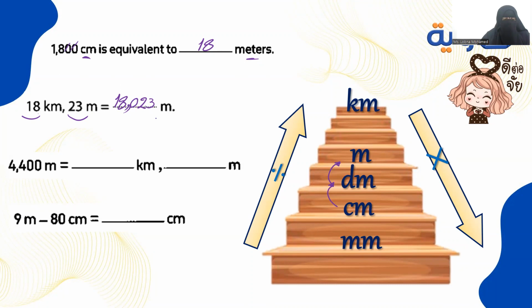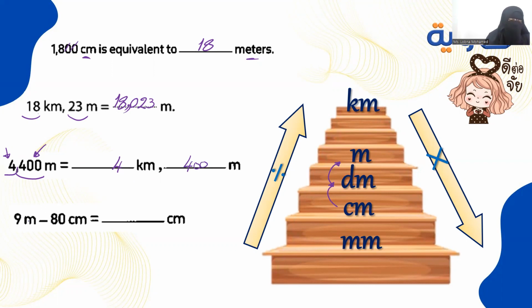Now let's continue to the next one. 4,400 meter equals what kilometer and what meter? Of course, it's the same. You have to separate your number from the thousand into two numbers. The digit in the thousand, you have to put it in kilometer, the greatest unit. And the rest, 400, we have to put it with the meter. So it's going to be 4 kilometer and 400 meter.